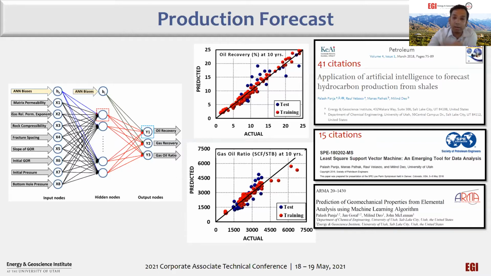Mainly in our first work, we built a simple artificial neural network model, and we predicted oil recovery, gas oil ratio, and gas recovery, and you can see that the predicted results are very close to the actual or simulated results. We published these results in 2018 in journals, and in 2016 at an SPE conference. We got a lot of citations in 2 years.